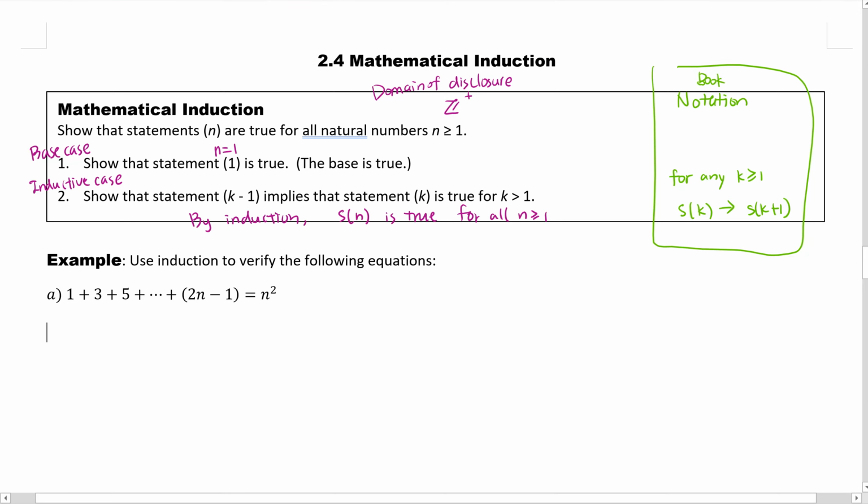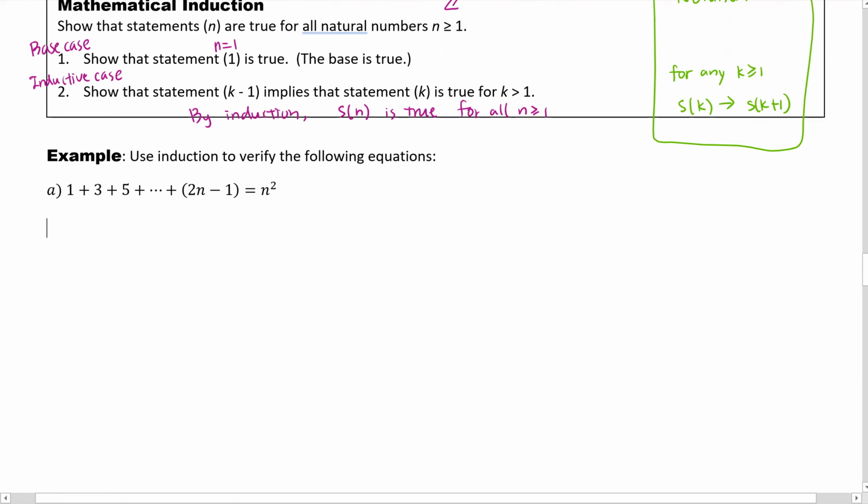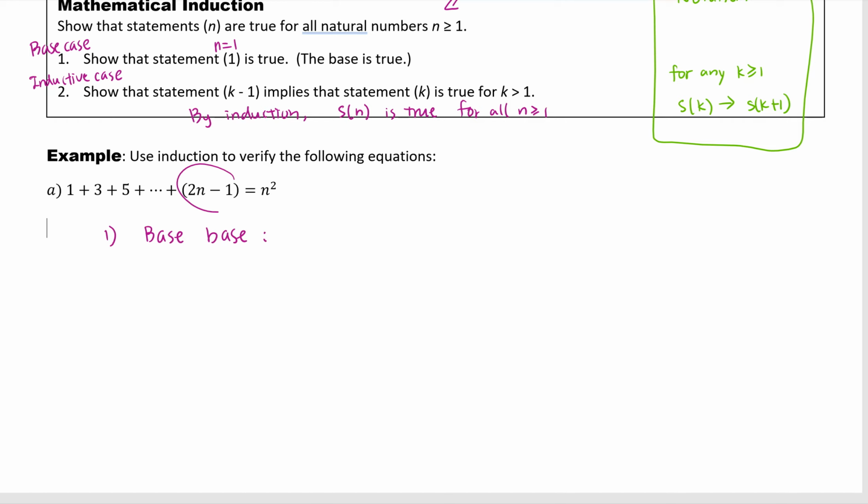So let's look at an example. We want to use induction to verify the following equations. Part A: 1 plus 3 plus 5 plus up to 2n minus 1 equals n squared. So first step, we want to show the base case. What's the base case? Look at your formula in n. What n can give us 1? Well, this corresponds to n equals 1.